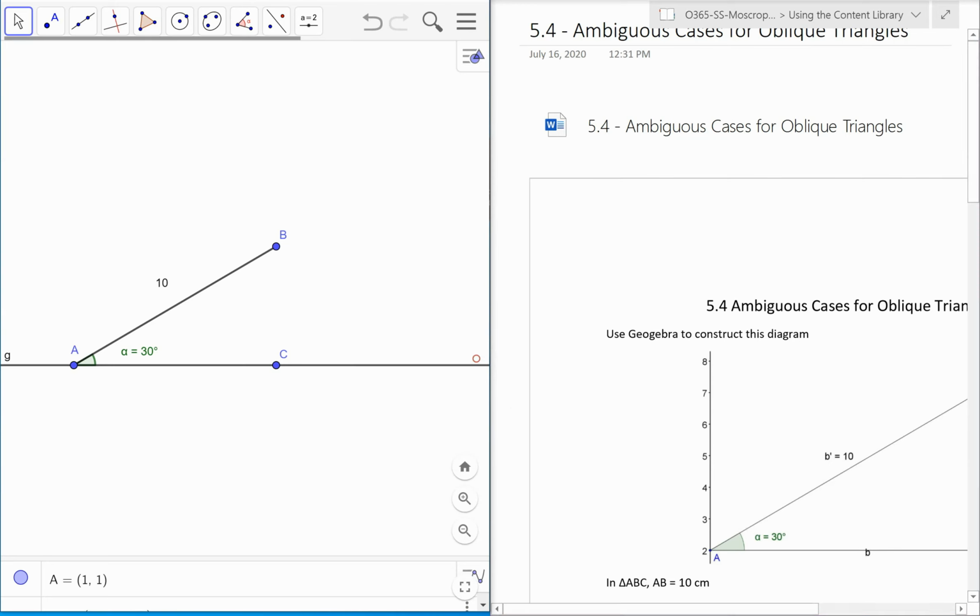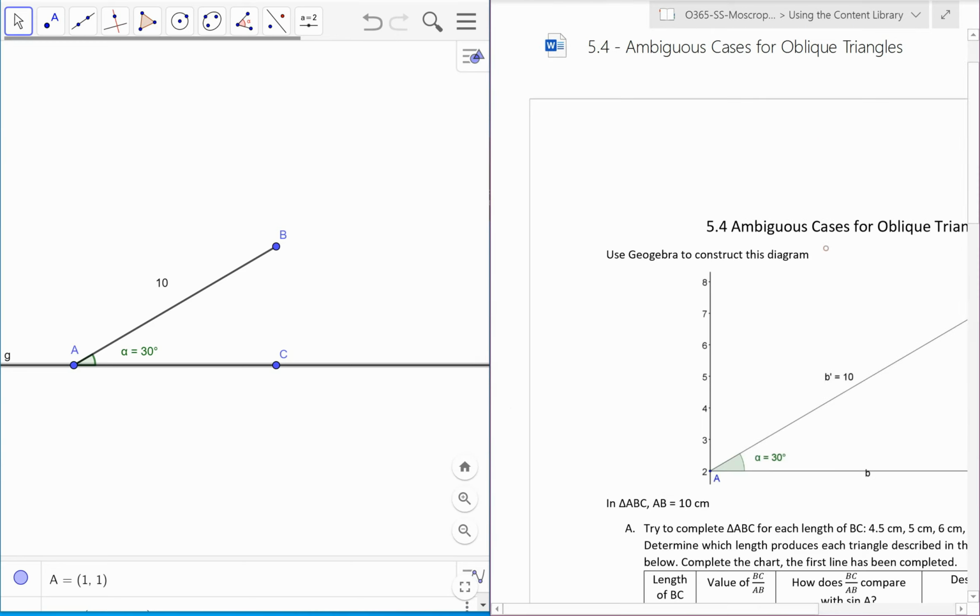All right, welcome back to 5.4. We're looking at the ambiguous case for oblique triangles today. We're doing something different today. As you can see, I have a split screen going on here. We are going to construct triangles.